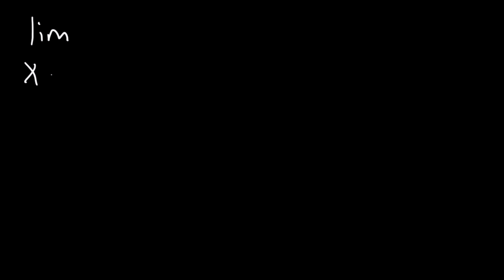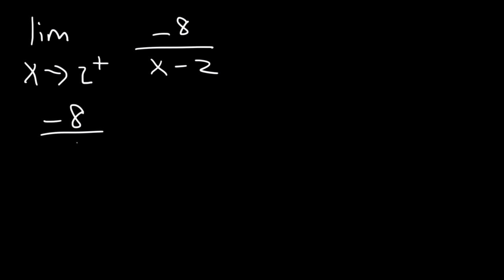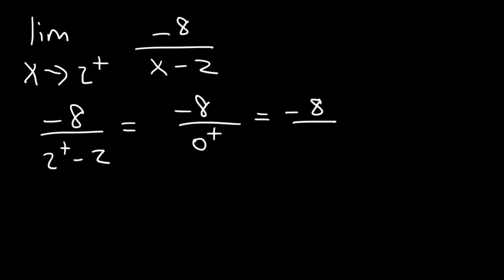What about the limit as x approaches 2 from the right? Let's say this is x minus 2 with a negative 8 on top. What's the answer? So negative 8 divided by 2 from the right minus 2. This is going to give us 0 from the right. So having 0 from the right, that's going to be like negative or positive infinity. So it's like negative 8 times positive infinity, which in the end will be negative infinity.